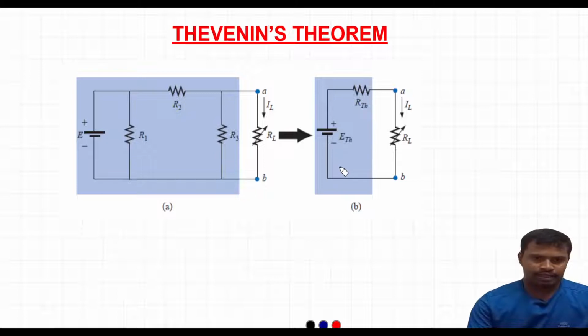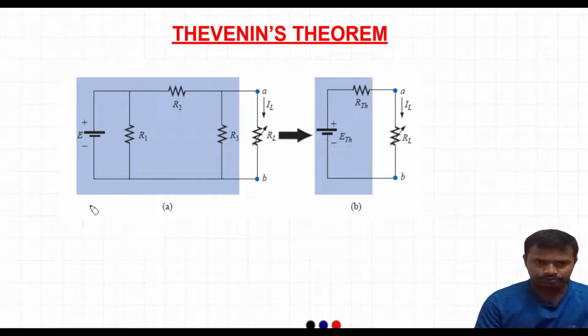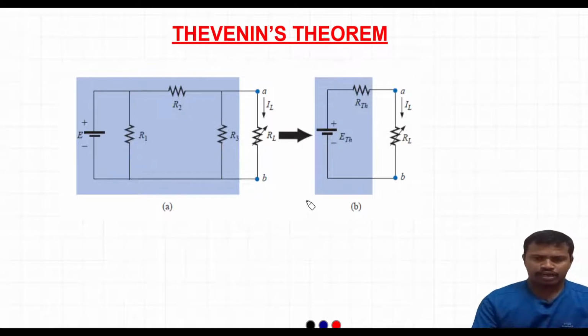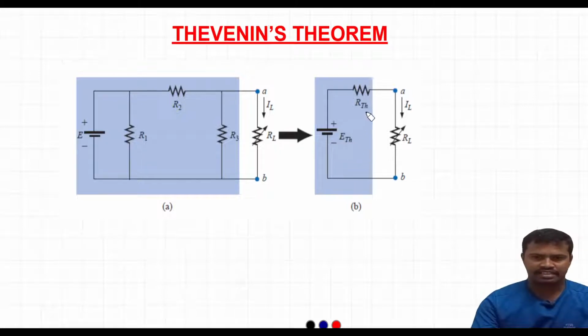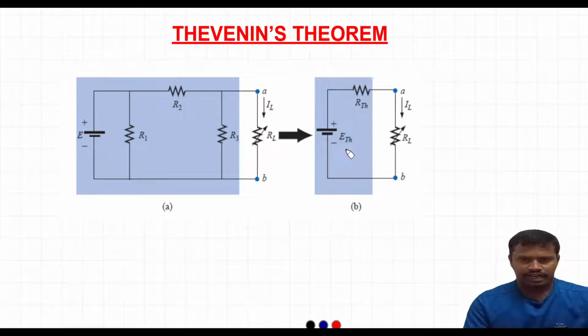circuit. Now for better understanding of this theorem, we have considered a circuit. This is the original circuit. This portion is the original circuit and this circuit is the Thevenin's equivalent circuit. To draw the Thevenin's equivalent circuit, we need to know the values of Thevenin's voltage, or the open circuit voltage, and the equivalent resistance, or the Thevenin's resistance. First we will find out the value of Thevenin's voltage.